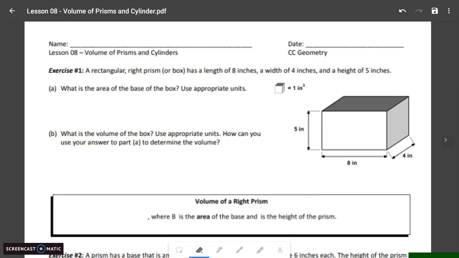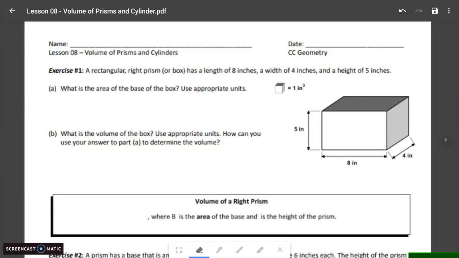Hey everyone! In this video, we're going to look at the volume of shapes. So we're going to start with prisms and cylinders in this lesson. So we have a rectangular right prism, otherwise known as a box, that has a length of 8 inches, a width of 4 inches, and a height of 5 inches.